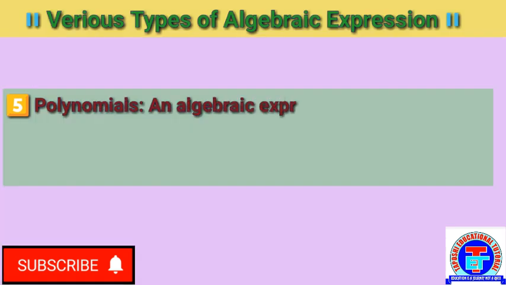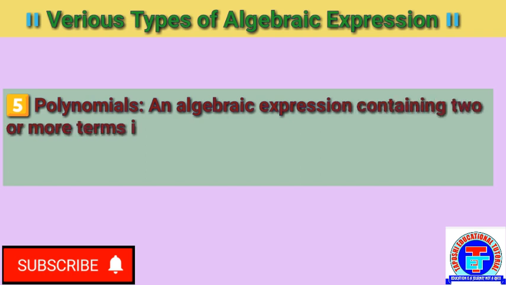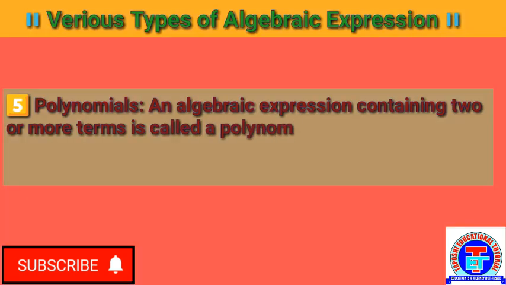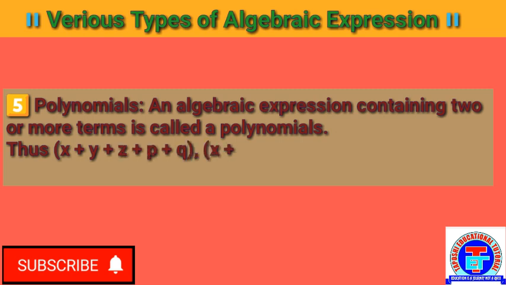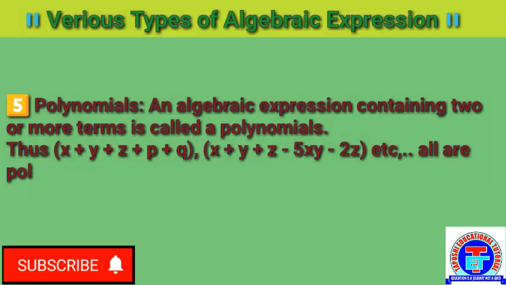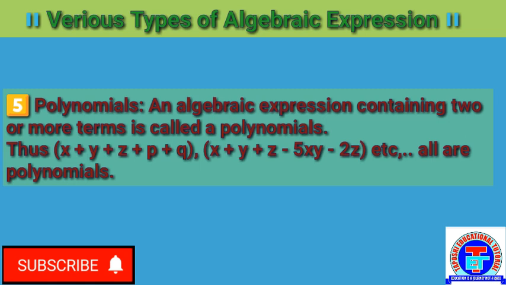Poly means many or more. An expression containing 2 or more terms is called a polynomial, right? So x plus y plus z plus p plus q is a polynomial. x plus y plus z minus 5xy minus 2z is a polynomial. You should remember, monomials, binomials, trinomials and quadrinomials are all considered polynomials.